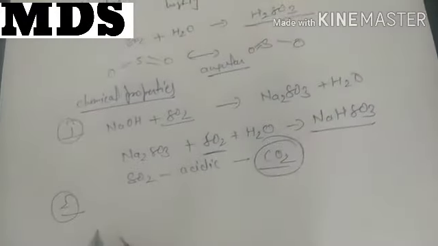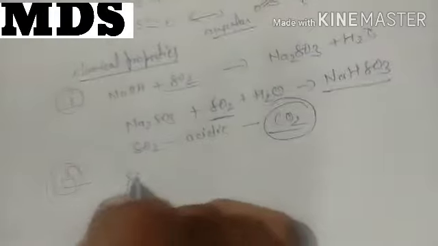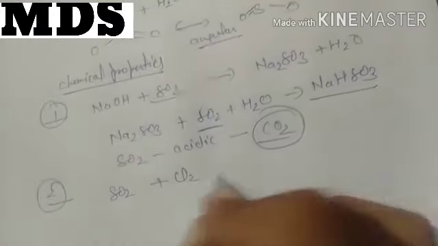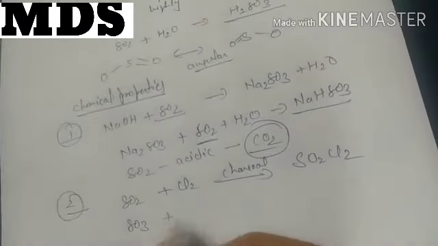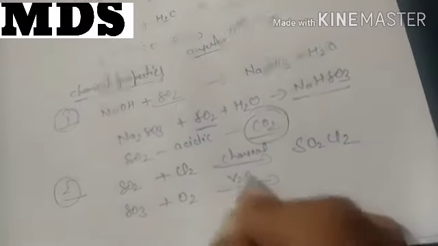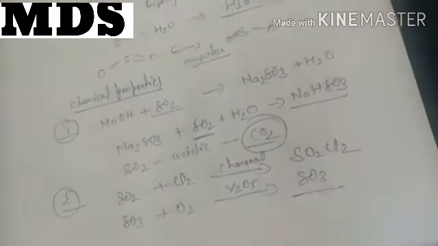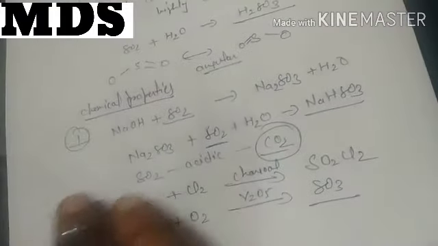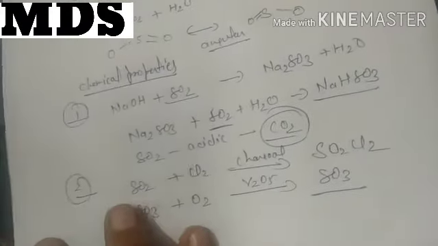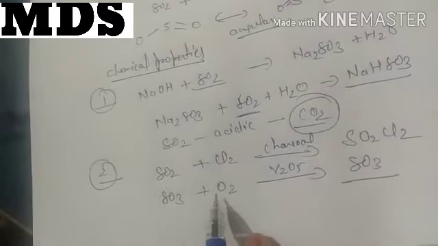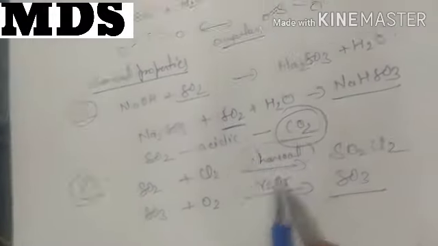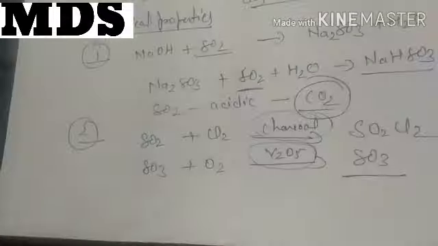The second chemical property is that sulfur dioxide easily reacts with chlorine in the presence of charcoal to form sulfuryl chloride. Sulfur dioxide also reacts with oxygen in the presence of vanadium oxide to convert into sulfur trioxide. So this is the second chemical property; the first one shows the acidic character, which is why we show the reaction with alkali. The second one, with some non-metals, depending on the catalyst, the product will be different.